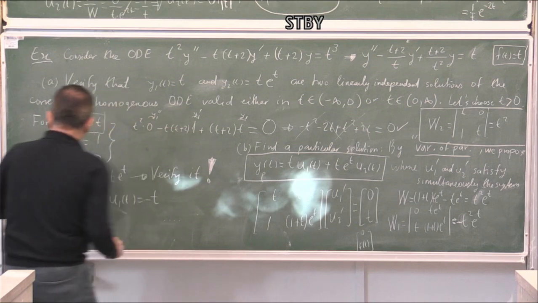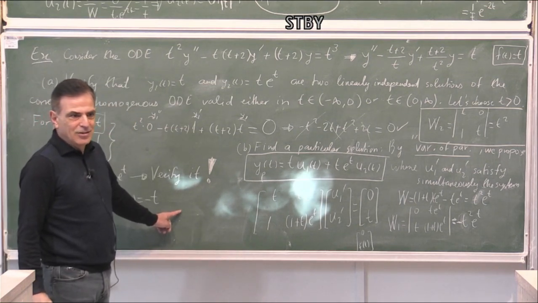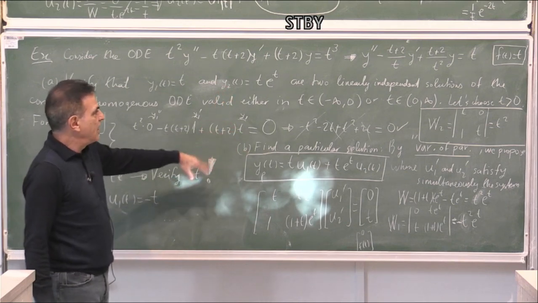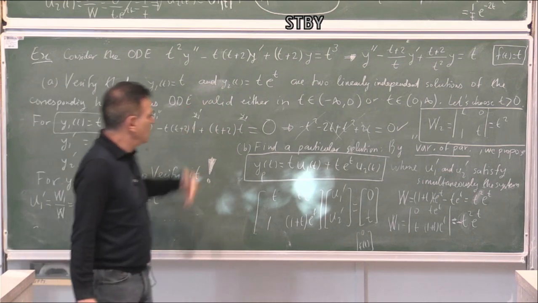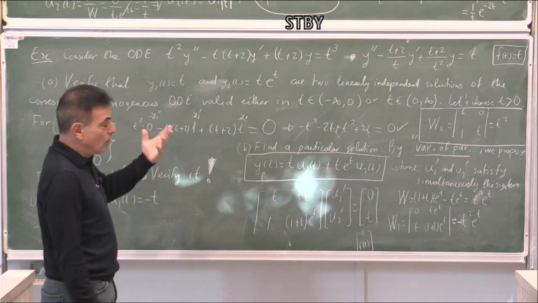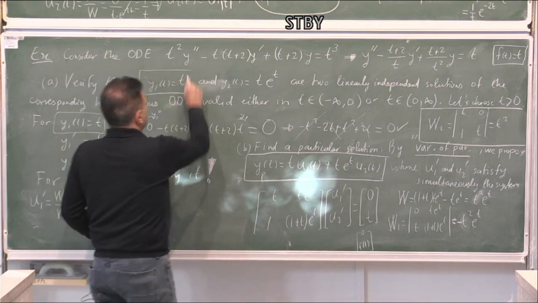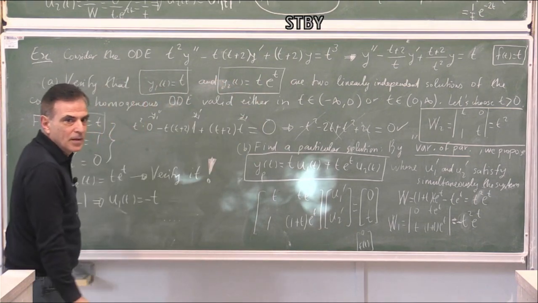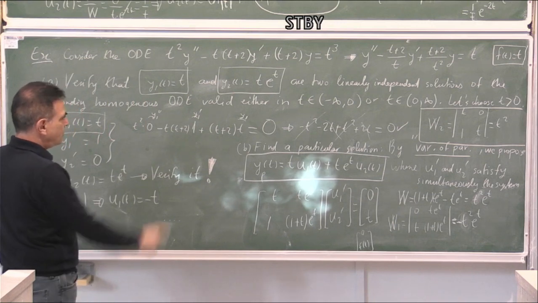Therefore u1 is minus t on integrating. I take the integration constant as 0, because I'm interested in finding just a particular solution. I need not reproduce the solution of the homogeneous equation, because I know that it is the combination of this function and this function. So I need to find just a particular solution.